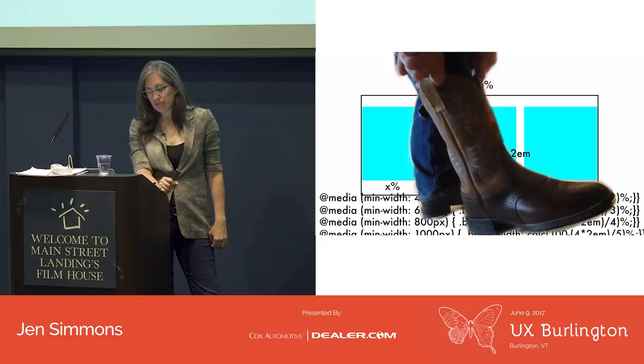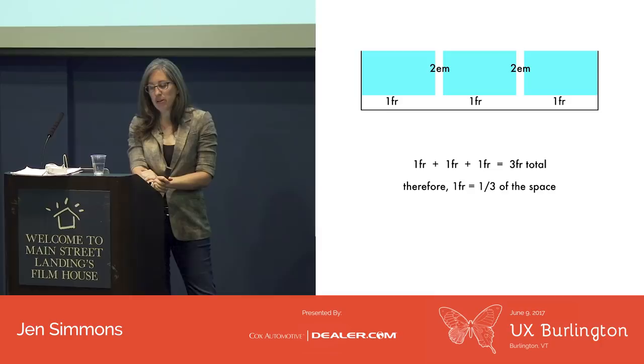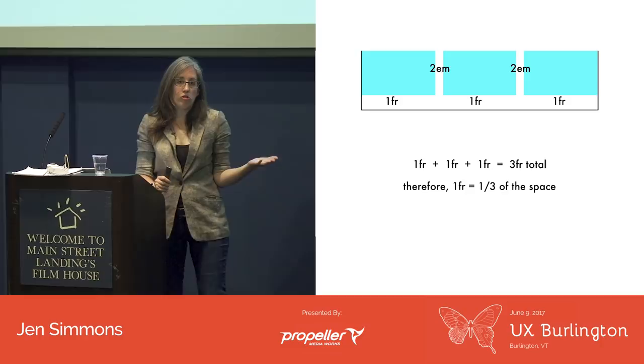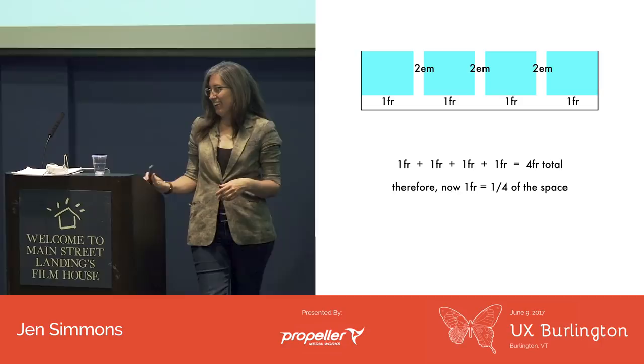Well, guess what? Now you can say 1FR, 1FR, 1FR, and the browser goes, I know what that means. That means I'm going to add up how many FRs there are, look at how much space I've got, and do some fractional math and proportion the space out. It doesn't matter how many columns there are, as the number of columns changes, it's fine. Boom, we're going to do it again for four. It turns out computers are really good at doing math. And the FR unit lets us let the computer do the work and not us.